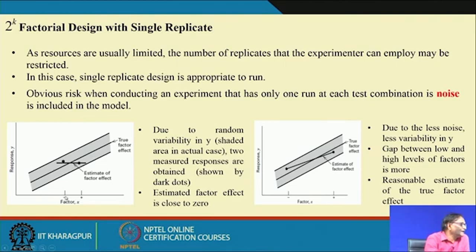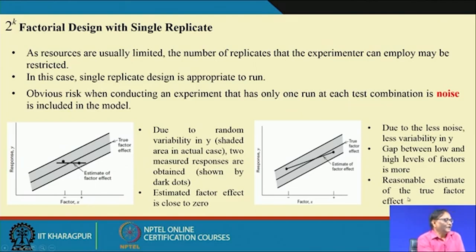If a factor you keep at minus or low level, the true effect is here, and when you make it high level, there is a difference. But because of less number of observations, if you get a line like this, it is showing almost no effect on y. So, this is due to random variability in y. Two measured responses are obtained, shown by dark dots, and the estimated factor effect is close to 0.